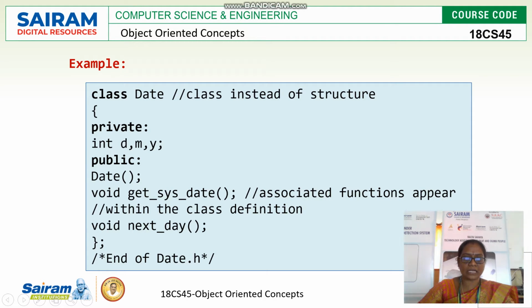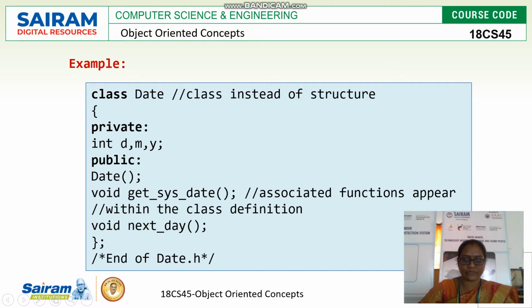Then the remaining three variables that we declared in C will be declared here in the same way, but under a private access identifier. So int d, m, y are the private member variables of the class Date. Then public, where Date is one default constructor that is also treated as one of the member functions in the class Date. Then two more member functions are called get system date and next day, right?